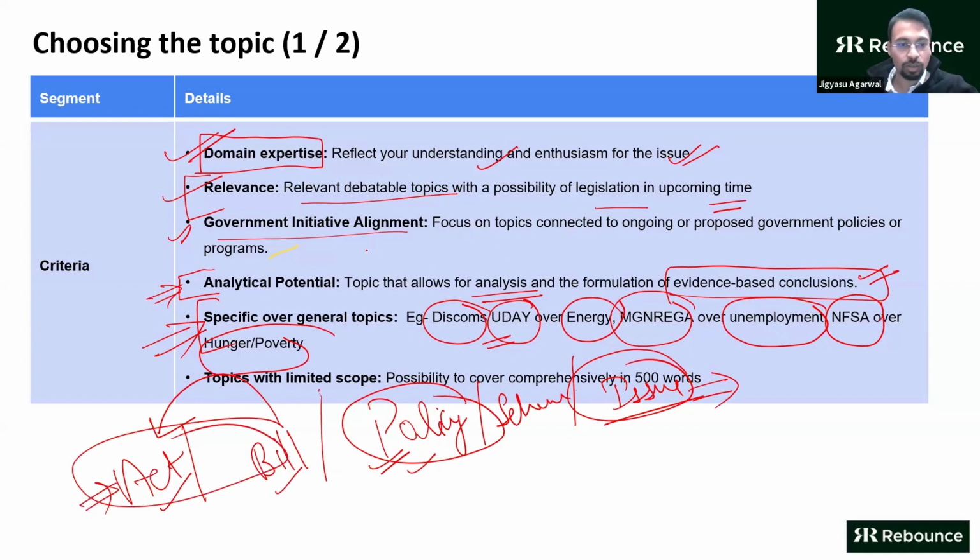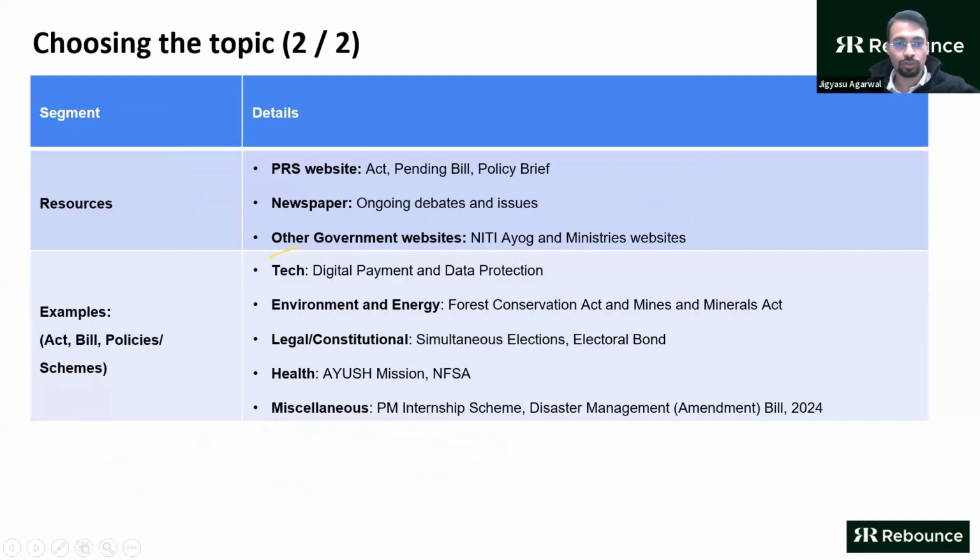So this, and topics with limited scope. It is also important that since you have to cover it in 500 words, you should be able to comprehensively convey your thoughts in 500 words. That should be your criteria, number one. Number two is what resources to follow. You can go through some of these resources I have shared here.